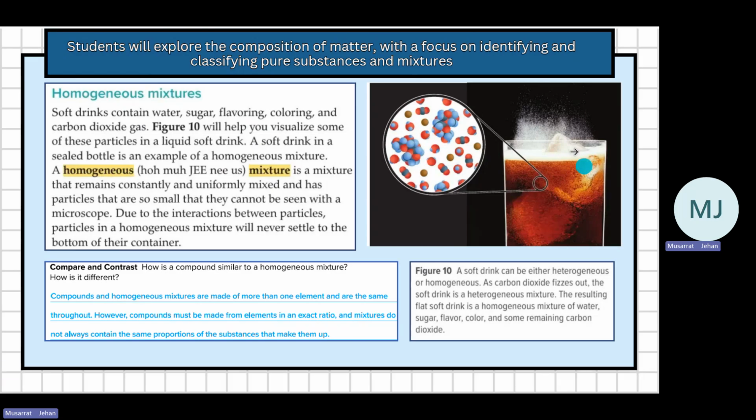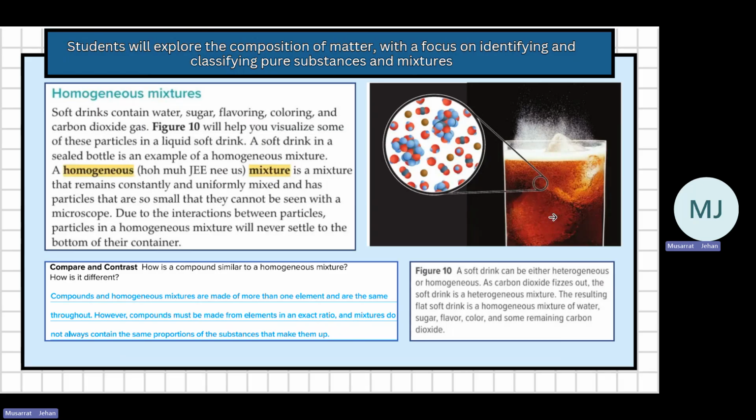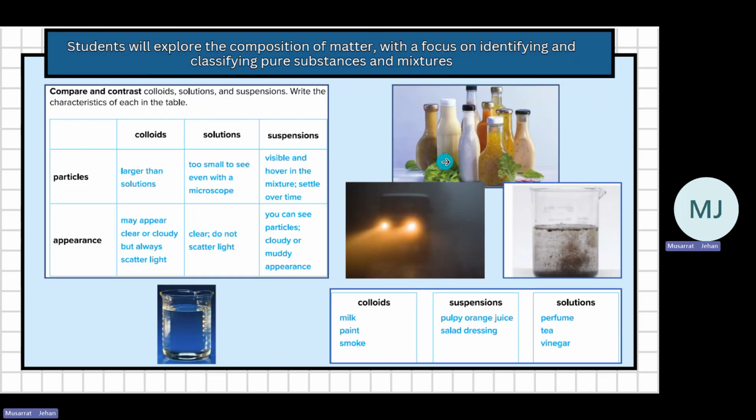A soft drink, this is important, can either be heterogeneous or homogeneous. If it is a flat soft drink, it will be homogeneous. But if it is a fizzing soft drink in which the gas, carbon dioxide, is coming out, it is heterogeneous. So remember, when it is fizzing, when the carbon dioxide is coming out, it's heterogeneous because you can see the carbon dioxide. But once it becomes flat, then it is a homogeneous soft drink.